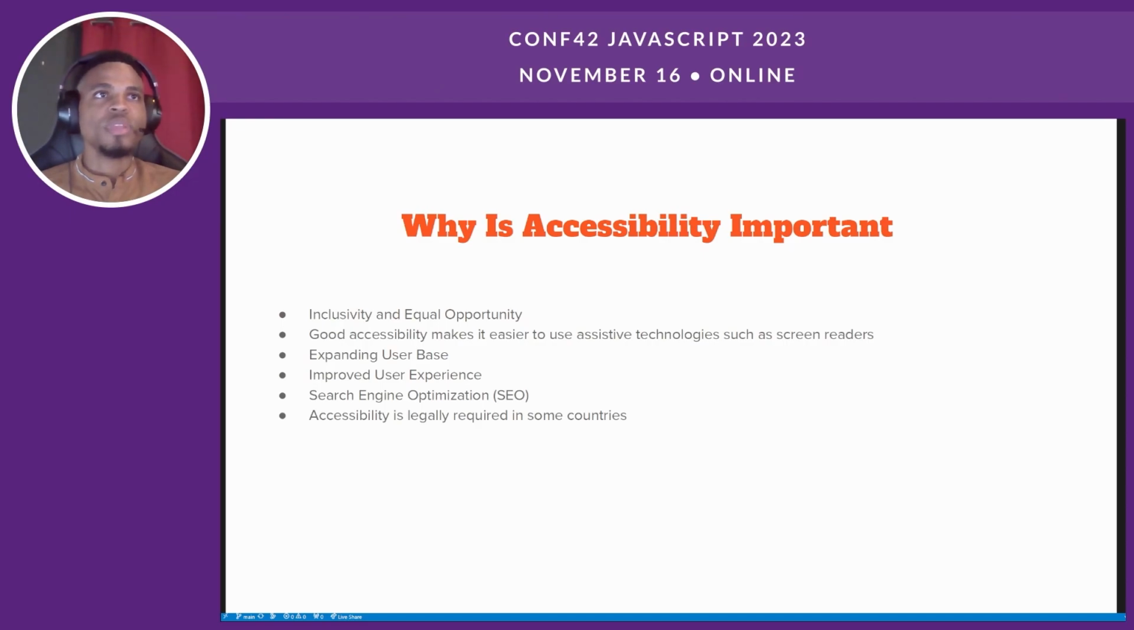First, inclusivity and equal opportunity. So, when you design with accessibility in mind, you are able to create a software or an application that is more inclusive to a wider range of users, regardless of any challenges that they may have.